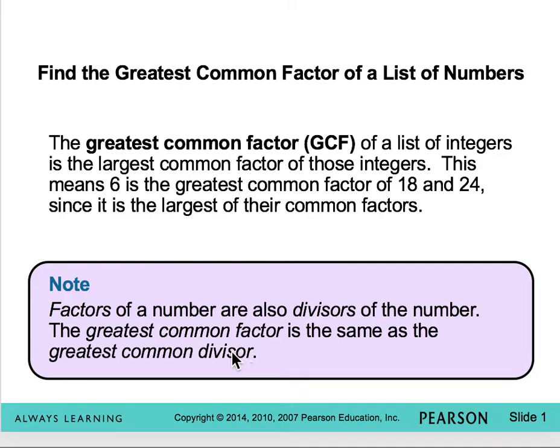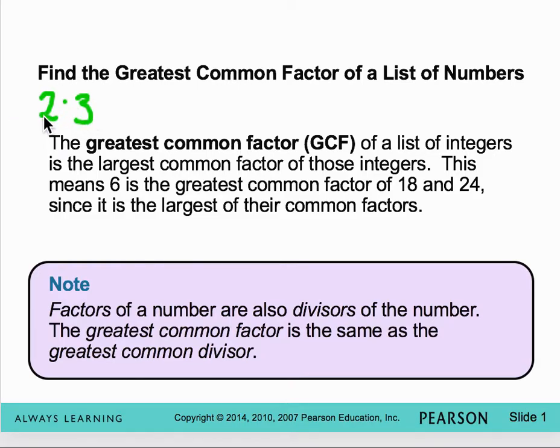Okay, our last chapter is going to be about factoring. So we're going to start by finding the greatest common factor. First of all, let's just find out what it means to be a factor. Factors are those things that are multiplied together.